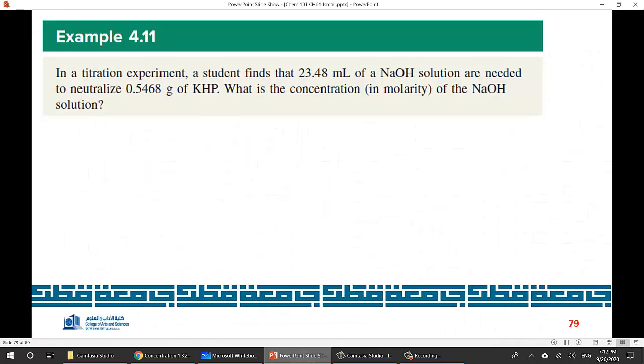Here we have a question that looks a little bit different. It says, in a titration experiment, a student finds that 23.48 milliliters of NaOH solution are needed to neutralize 0.5468 grams of KHP. KHP is potassium hydrogen phthalate, and the good news is that this material reacts in a 1-to-1 ratio with sodium hydroxide. It asks, what is the concentration or molarity of the NaOH solution? So this question is flipped. Here we don't know the molarity of sodium hydroxide, but we know something about the acid.